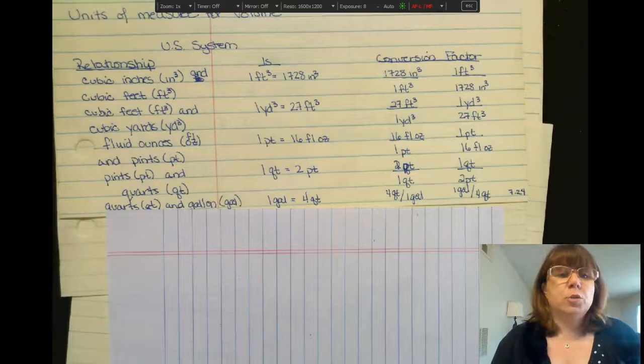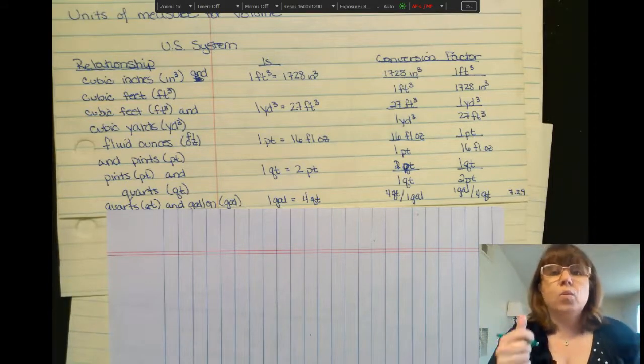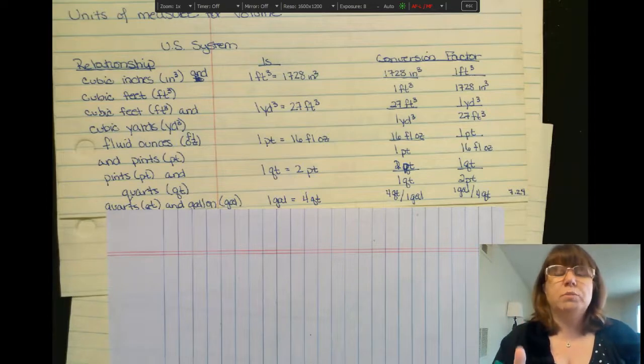Cubic feet to cubic yards. Well, in 1 yard, I have 3 feet. Therefore, 1 yard times 1 yard times 1 yard would be 3 feet times 3 feet times 3 feet, which is 27 feet cubed.